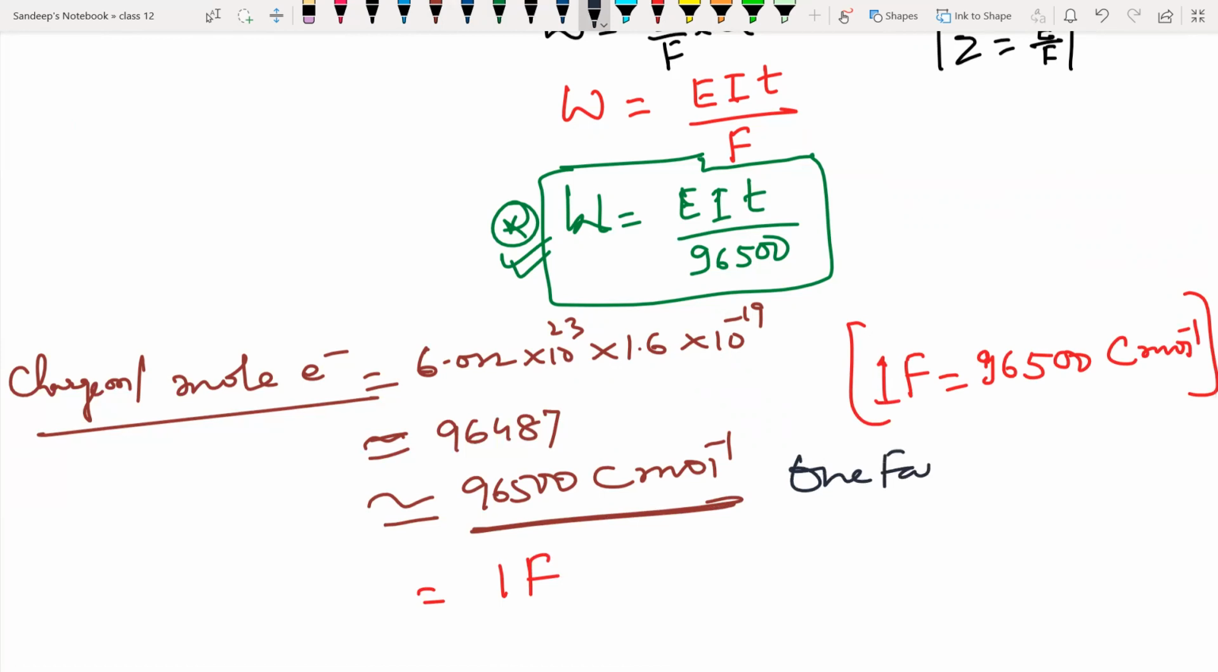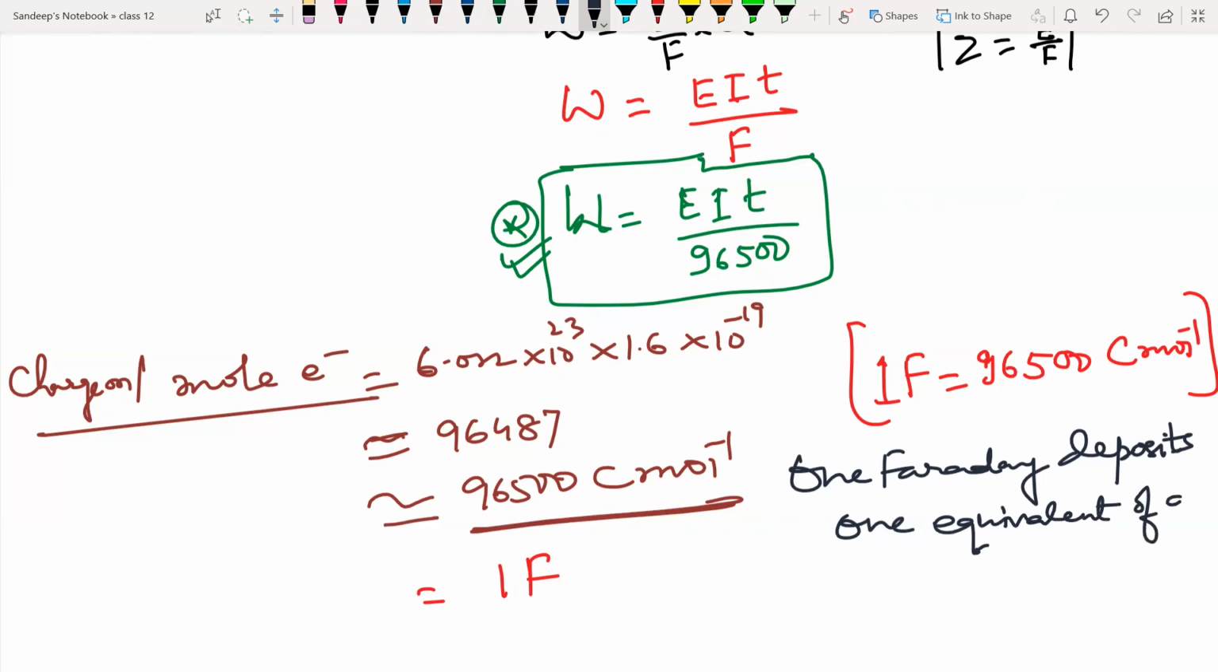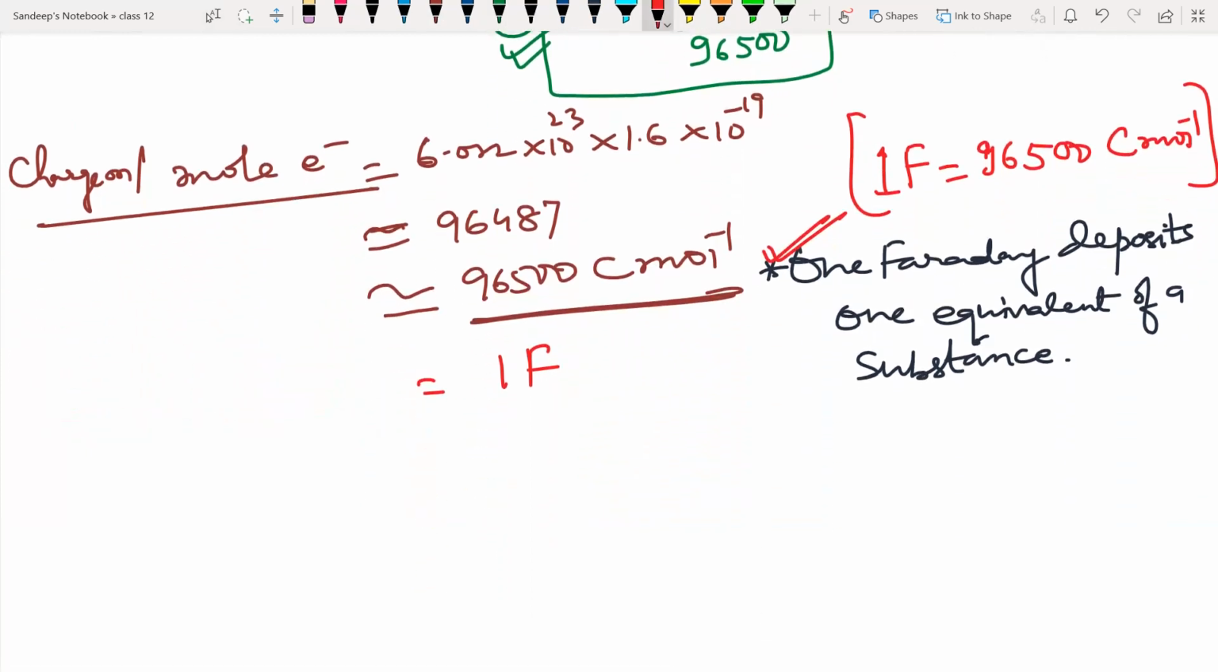So 1 Faraday deposits 1 equivalent of a substance. Keep this in mind. Now let us see a few examples. Suppose aluminum 3+ ion is there, and they are asking you how much charge in the form of coulomb, or you can say Faraday, is required to reduce aluminum 3+ to aluminum.